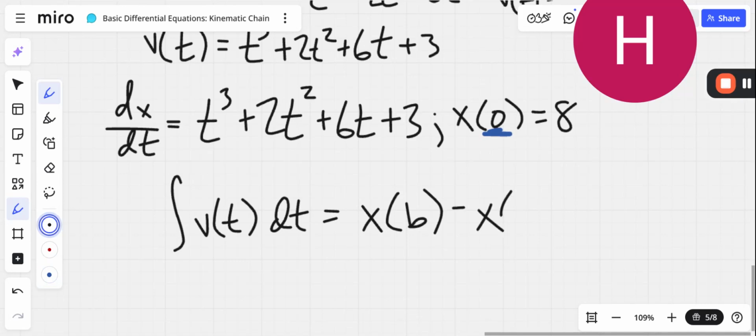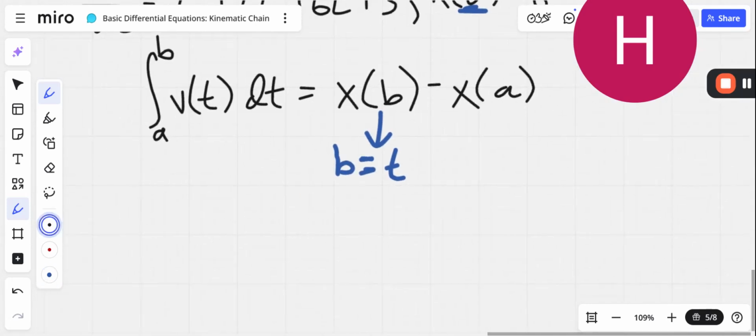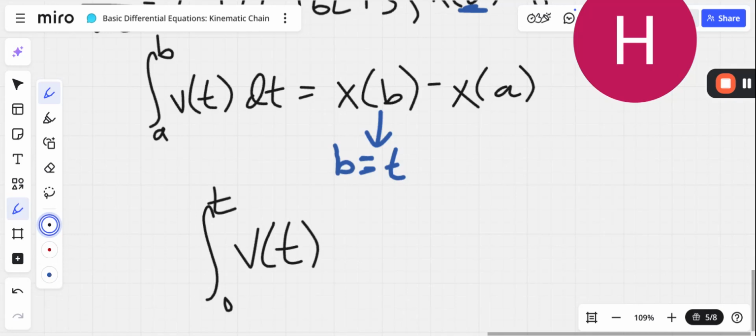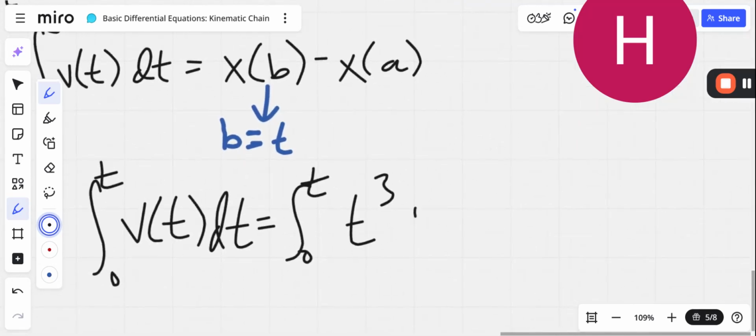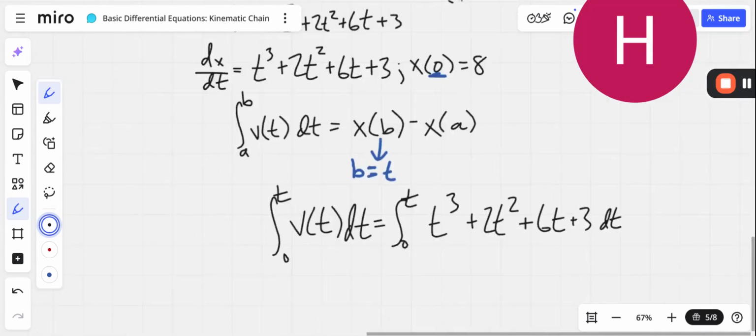x of b minus x of a. That's from the fundamental theorem of calculus. We want one of them to be 0, and we're just going to say that b equals t. Okay? So, let's go from 0 to t on the velocity, which is equivalent to doing the integral from 0 to t of this rather large function, right? t cubed plus 2t squared plus 6t plus 3. Right, that's no short expression.